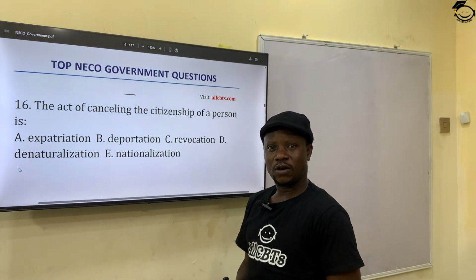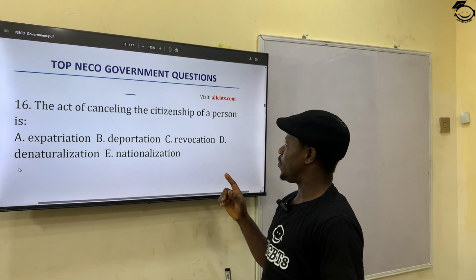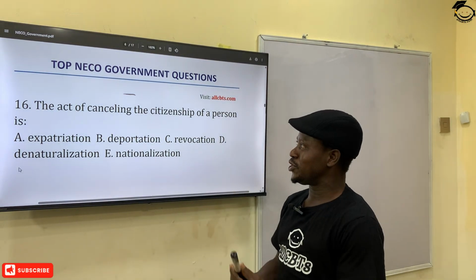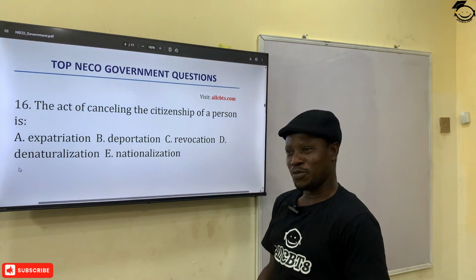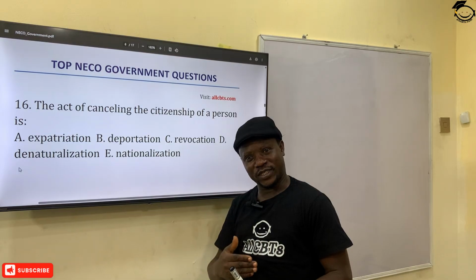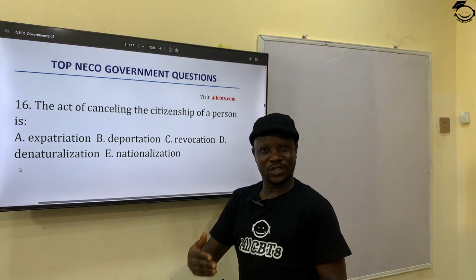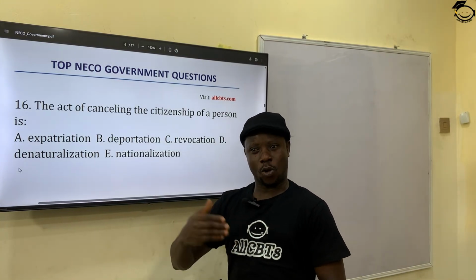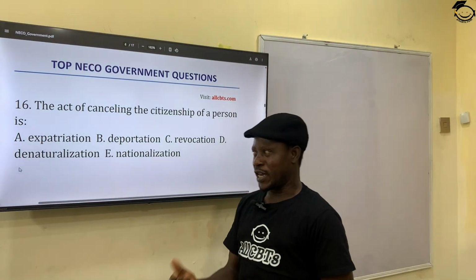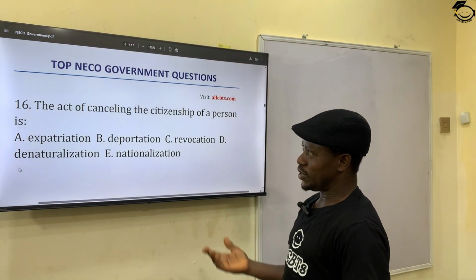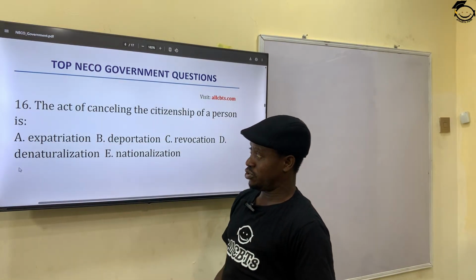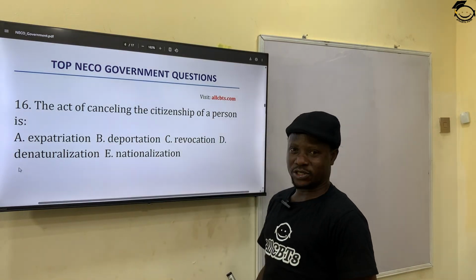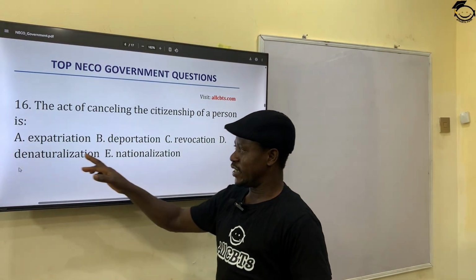The act of cancelling the citizenship of a person is. Now, you may be surprised to say, how can you cancel citizenship of somebody? Which means originally the person was actually not a citizen of that state. Such citizenship was acquired, not by right, not by birth, but was acquired. So if you acquire it, it can also be cancelled. So which type of citizenship can be cancelled? Expatriation, deportation, revocation, denaturalization, and nationalization. The answer here is denaturalization.